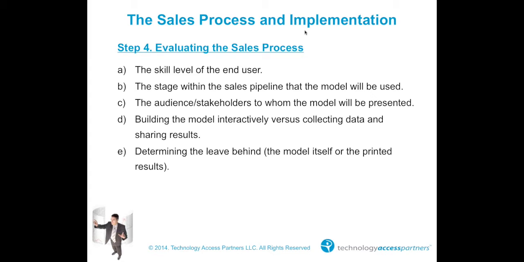So when you evaluate your sales process, and again, step 4, you have to look at a couple of things. Number 1, critical, the skill level of the end user. And by that I mean who's working with the model in your company, in your team. Is it a salesperson? Is it a clinical person? Is it going to be a regional manager? Is it going to be a national accounts person? Is it going to be a delegated reimbursement person?